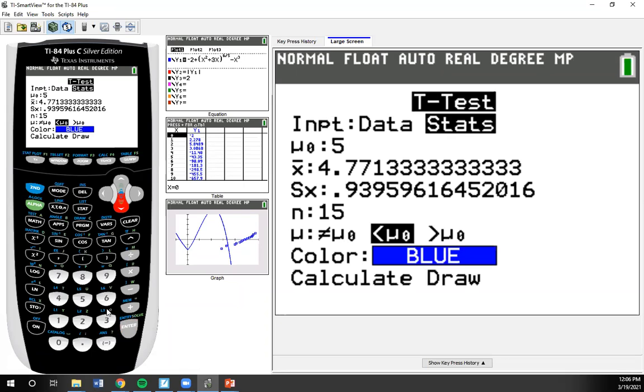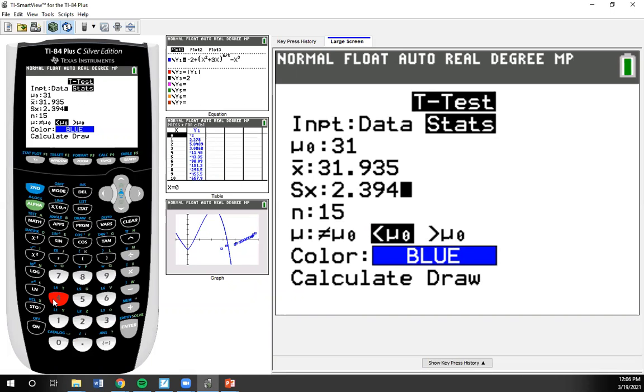The null hypothesis was that the mean is 31. X bar, well, let's read out the table. Our mean here was 31.935. It gave the standard deviation. Standard deviation was 2.394. Our sample size was 50. So you should also be putting degrees of freedom being 50 minus 1, which is 49. Our alternative was that the mean is not 31. So not equal to.